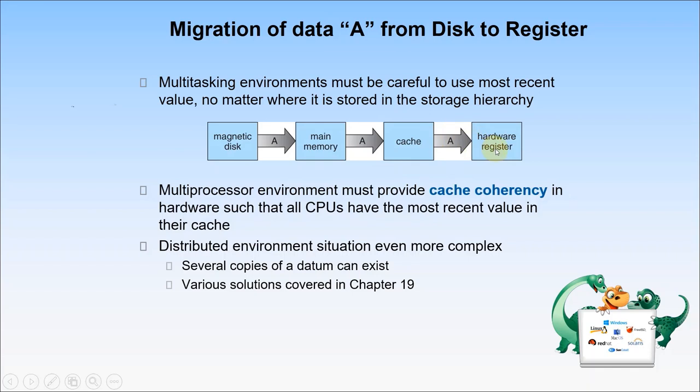So a multitasking environment must be careful to use the most recent value, no matter where it is stored in the storage hierarchy. A multiprocessor environment must provide cache coherency in hardware such that all CPUs have the most recent value in their cache. In a distributed environment the situation is even more complex. Several copies of data can exist. And we will be covering different solutions as we progress with our course.